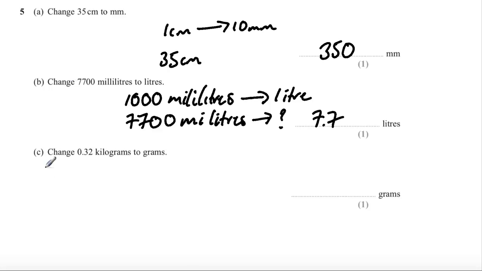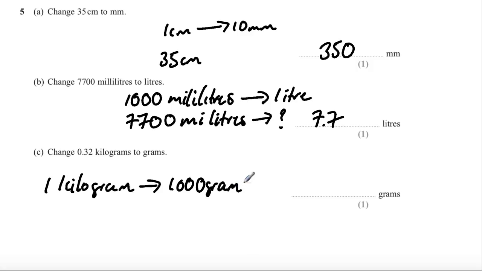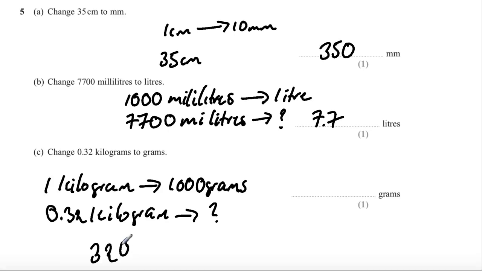So what we should know is that 1 kilogram is equal to 1,000 grams. Now we want to convert 0.32 kilograms into grams. So how do we do that? I'm going to multiply 0.32 by 1,000. So that would be 320 grams. So our final answer is 320 grams.